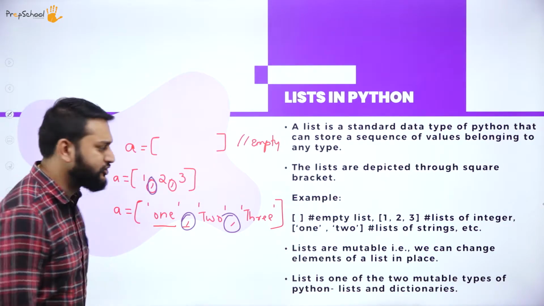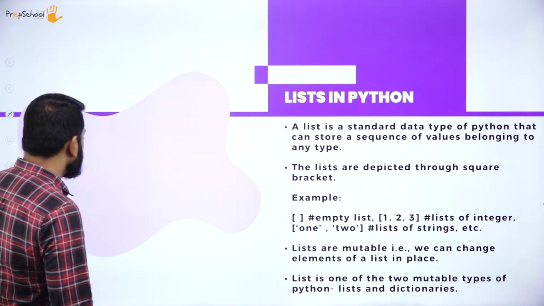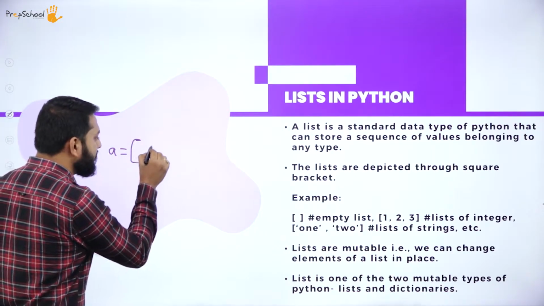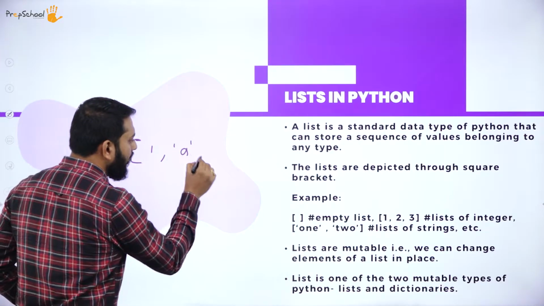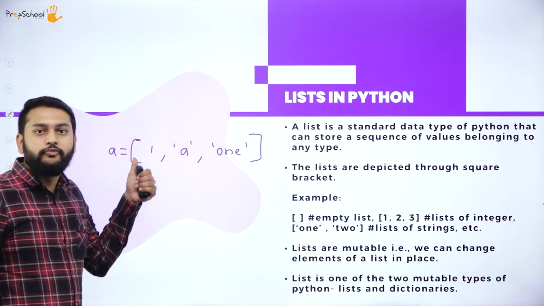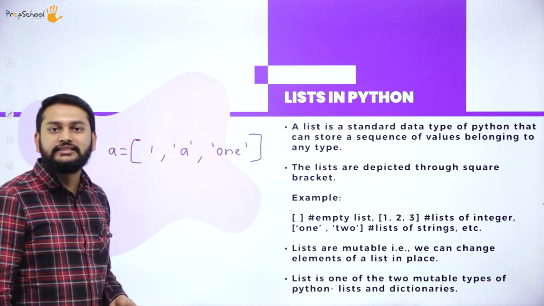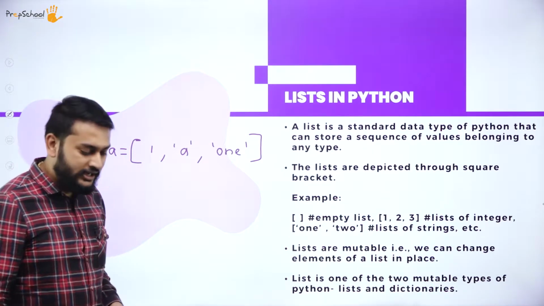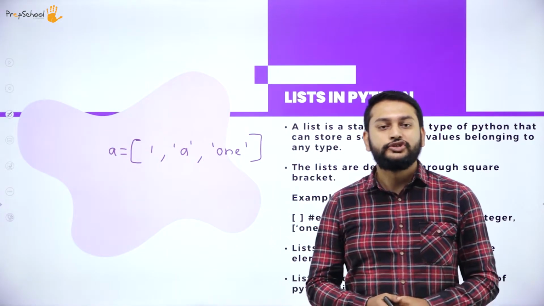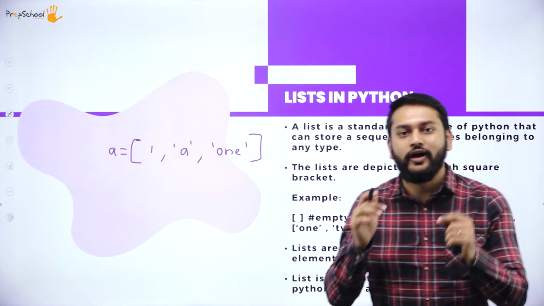What is the meaning of it, sir? Please understand. So I have a list. A is equal to, can I write something like this? 1, and again I will write a string. So I have multiple data types inside my list. So guys, it is not mandatory that if you are using the list, it should consist of only one data type.